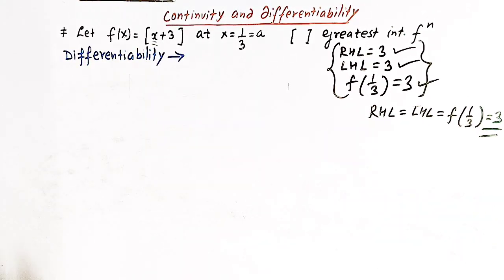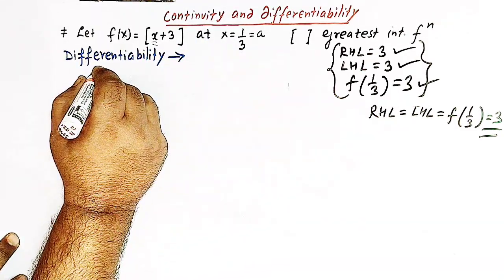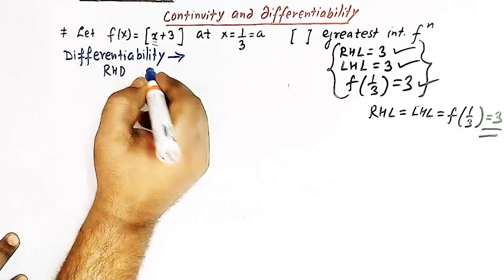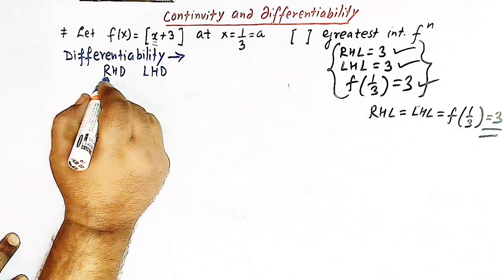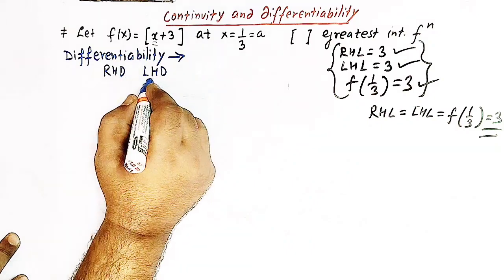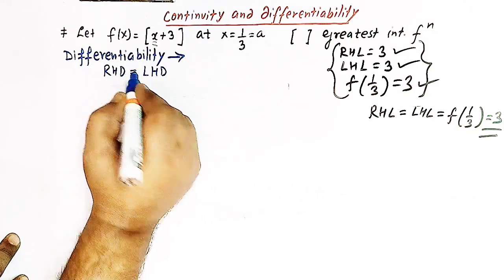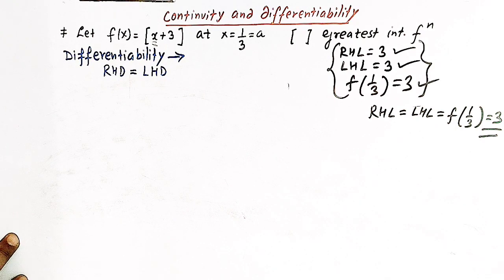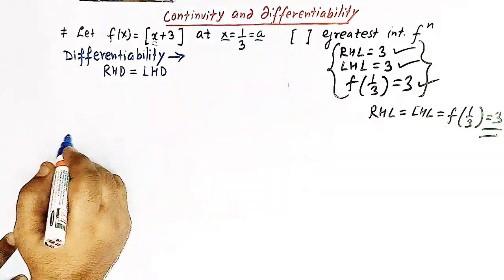So now to test the differentiability of this function at this point, we find out the right hand derivative and we find out the left hand derivative, right? And if the right hand derivative exists and is finite, and similarly the left hand derivative exists and is finite, and both are equal to each other, then we can claim that this function is differentiable at this point, that is x = a, right?